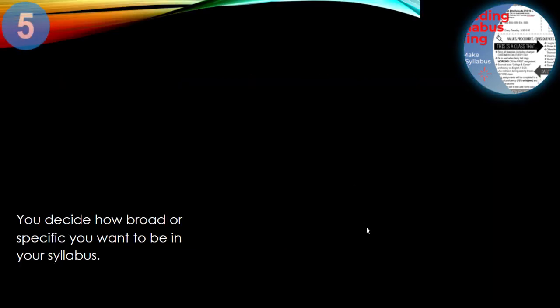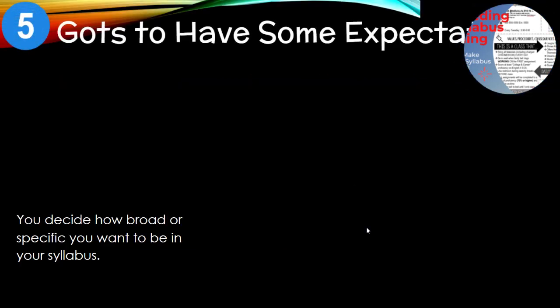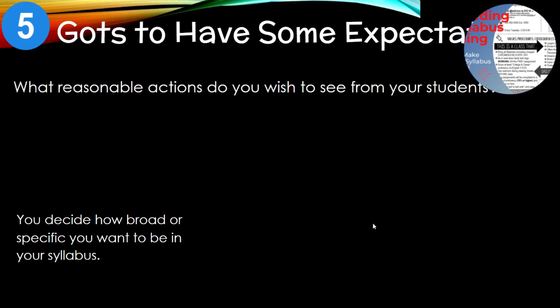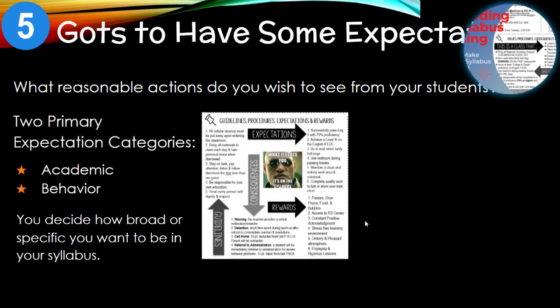All right, halfway through. All right, design tip 5, got to have some expectations. So what reasonable actions do you wish to see from your students day to day in your classroom? Those are expectations. Now, there are 2 primary expectation categories: academic expectations, which we'll get into momentarily, and then behavior expectations. You want to list both. You also, on your syllabus, need to decide how broad or specific you want to be.